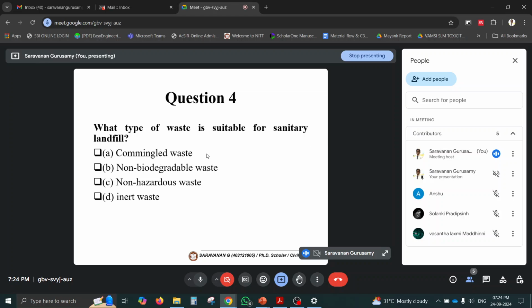Commingled waste, that is mixed waste which cannot be treated with any other treatment facility, can be suitable for sanitary landfill. Non-biodegradable waste, that is good, and then non-hazardous waste, and then inert waste.